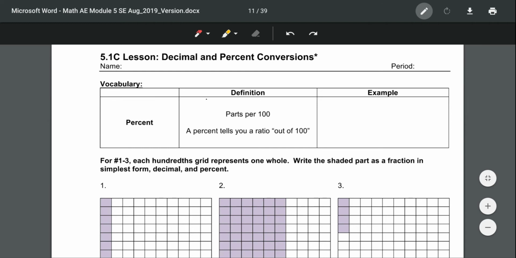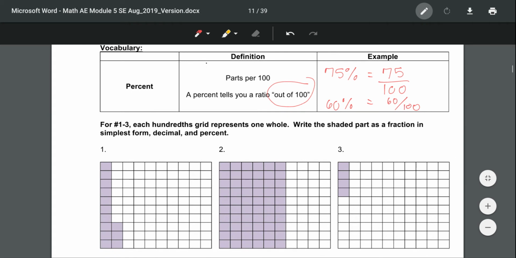So the first definition that we have is a percent. Percent means parts per 100. So a percent tells you the ratio out of 100. So it just means out of 100. So let's say you have 75%. That means it would be 75 out of 100. If you have 60%, that means 60 out of 100. So a percent means the value out of 100.